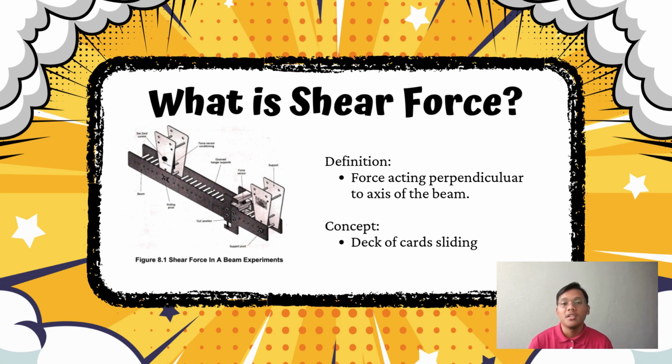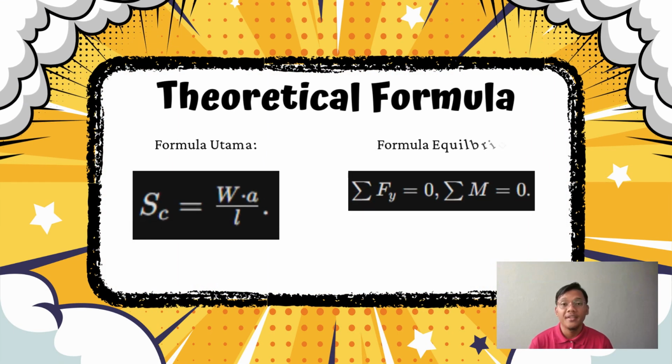In this experiment, our beam has a special cut part connected to a load cell to measure this internal force directly. To verify this experiment, we use two theoretical approaches. First, the apparatus-specific formula Sc equals W dot a divided by L, where a is the distance from the load to the support. Second, we use the principle of static equilibrium, which is that the sum of the moments and the sum of vertical forces must be zero, to find the reaction forces RA and RB.